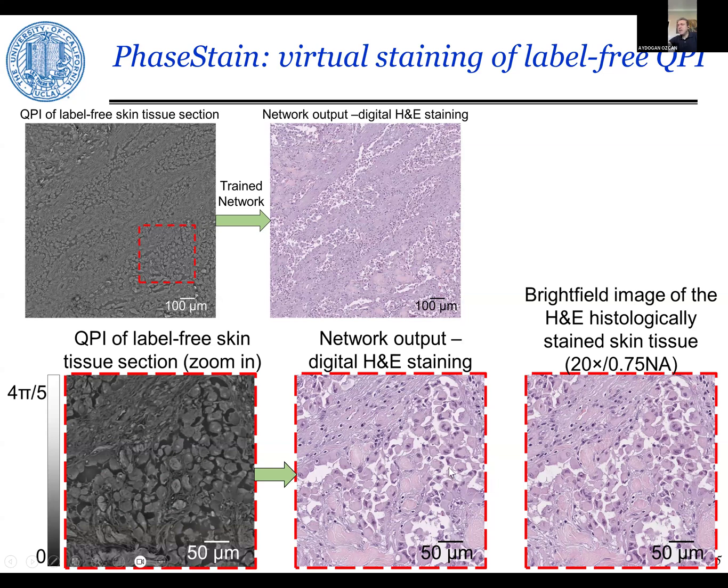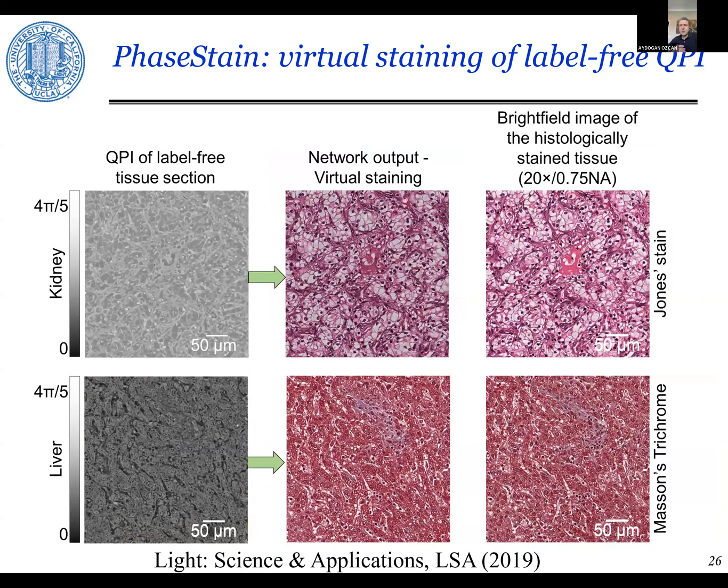This is H&E of the skin tissue using phase stain. We call it phase stain because phase signatures of tissue are used here. And it also works for special stains like Jones silver and Masson's trichrome, and these are two different types of sample, kidney and liver, never seen before, showing you a good match to what comes out of histology. Again, this takes a technologist approximately 3 hours to stain.